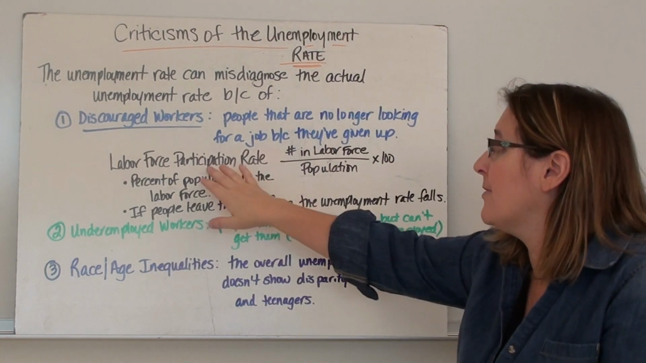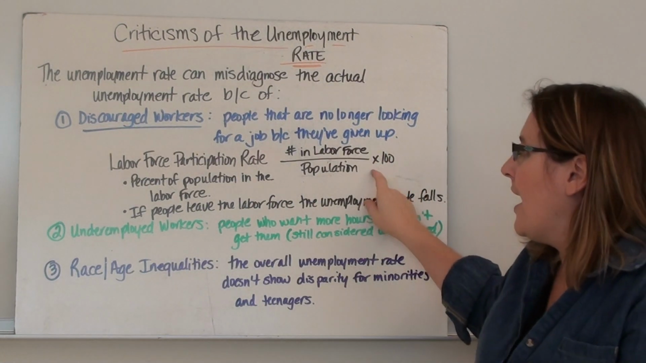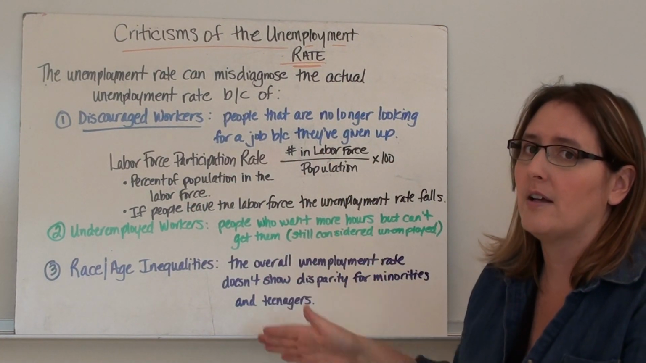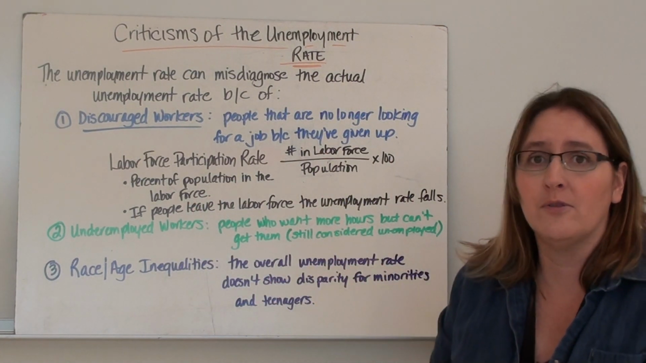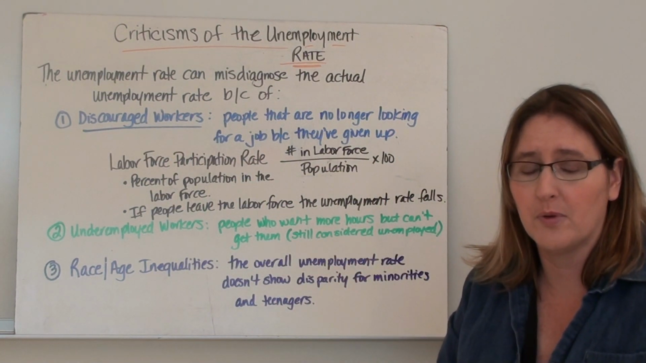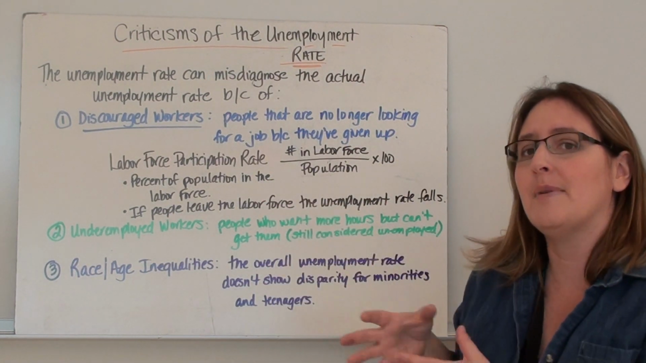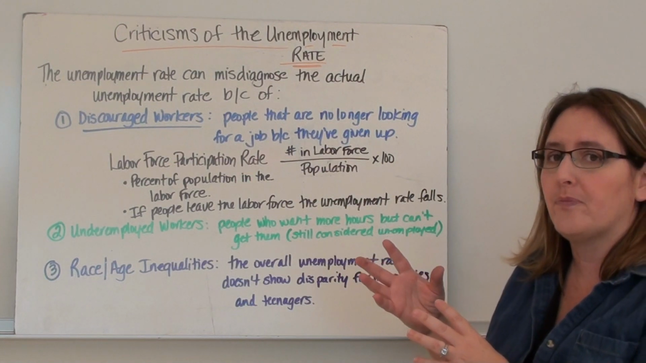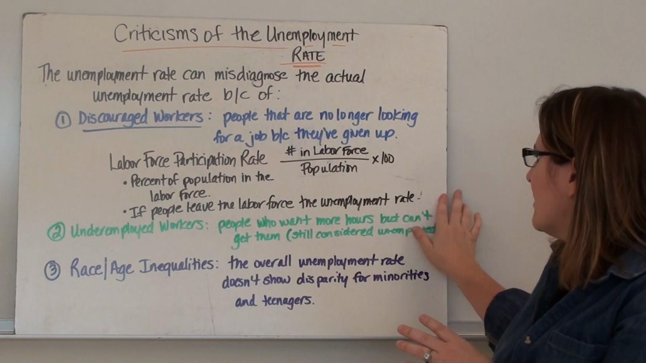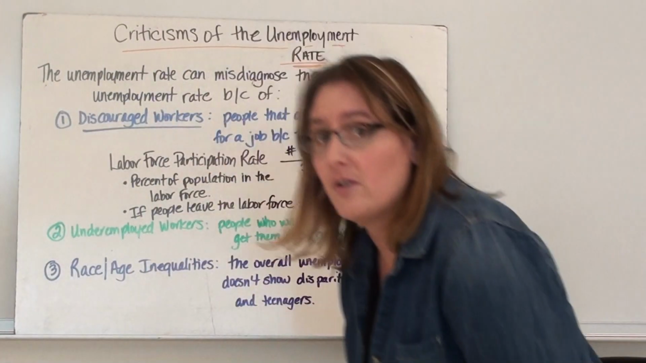It works like this. The labor force participation rate, which is the number of people in the labor force divided by the population, that is the percent of population in the labor force. If people leave the labor force, if they leave and are not looking for work anymore, they don't count as the labor force. And you go back to the unemployment rate, it's the number of people unemployed divided by the labor force. If that number is smaller, people leave the labor force, that's going to make the unemployment rate rise, go up, because that bottom number is a little bit smaller.